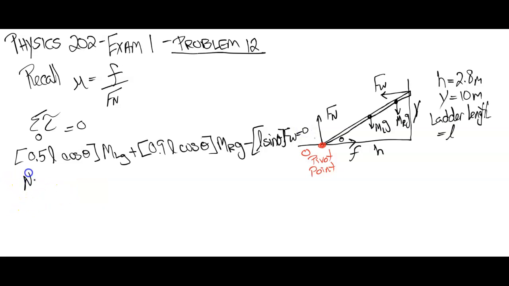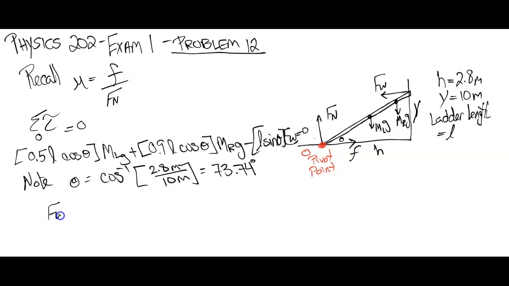And if you note, theta has a cosine inverse of 2.8 meters divided by 10 meters, which gives us an angle of about 73.74 degrees. And if I look at the force on the wall and solve for it, I will get that F_W equals 0.9 mass of Romeo.